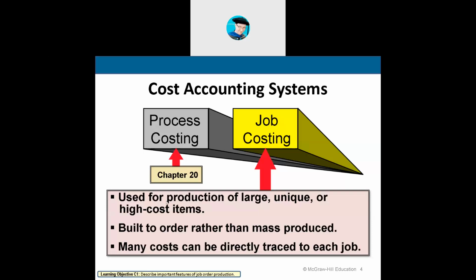So the other way to think of the difference is Toyota uses job order costing. Ford, Chevy use process costing. They make a lot of the same exact car. A lot of them. They mass produce them. That's process costing. Today we're talking about job order costing, specific to the customer's order.